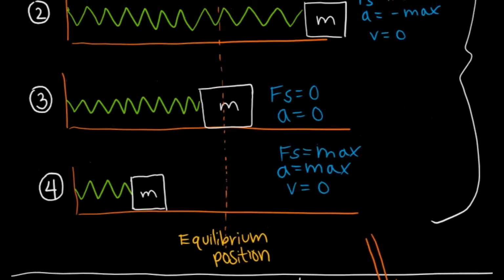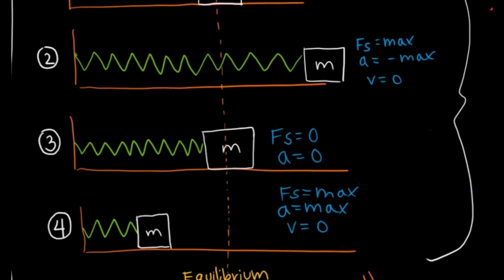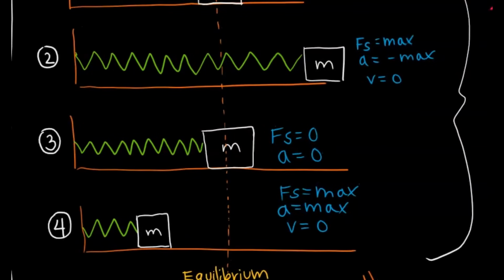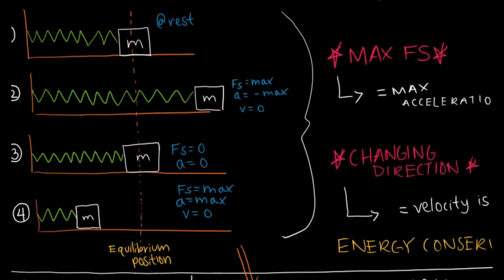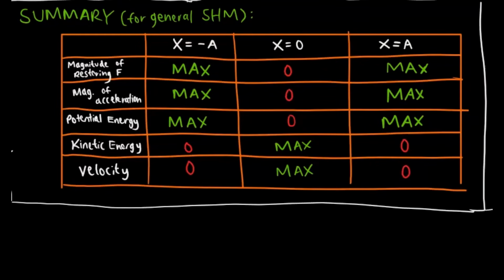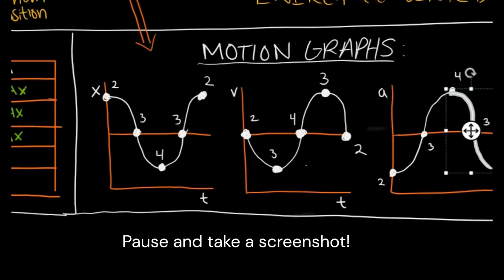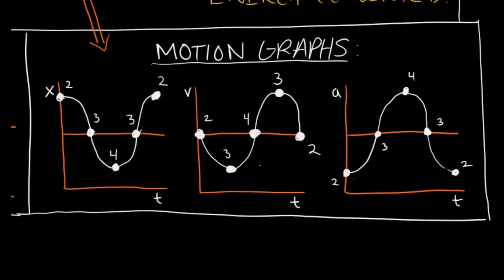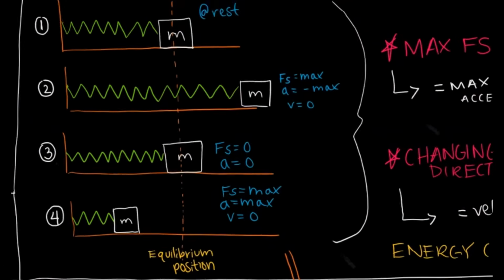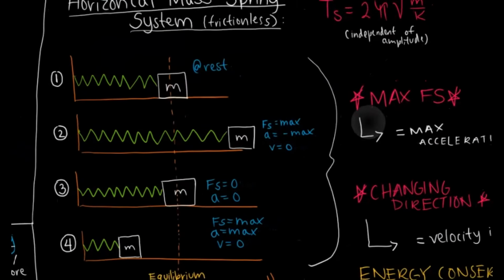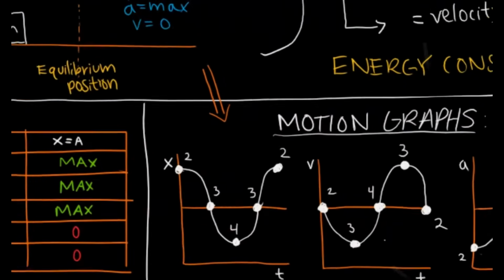When it reaches the other side, that negative amplitude, it's very similar to position 2, where the force is maximum, but the acceleration is also maximum, except now it's in the positive direction because you're trying to go to the right side, to bring that mass on the spring back towards the equilibrium position, and then your velocity is 0. All right, so here is a table summary of just general simple harmonic motions. And on this side, we have some motion graphs. These motion graphs are just a way to represent motion, and we can see that it's representative of this spring mass system that is oscillating.